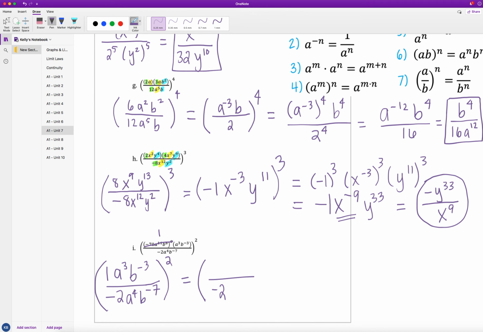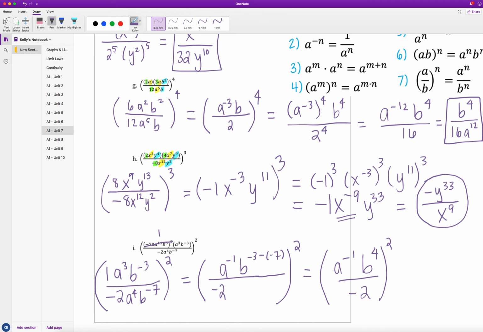A to the 3rd over a to the 4th. Because the bases are the same, I can subtract the exponents and I'll get a to the negative first. I can do the same thing with the b's because their bases are the same. So I'll get b to the -3 minus the -7. Be careful with those double negatives. We've seen them trick us before. All of that to the 2nd power. Now I'm going to just rewrite the b's. So I end up with b to the +4th, all of that over -2. Remember, it's +4 because I end up with -3 plus 7.